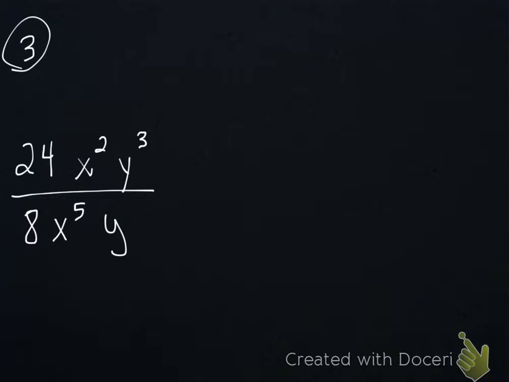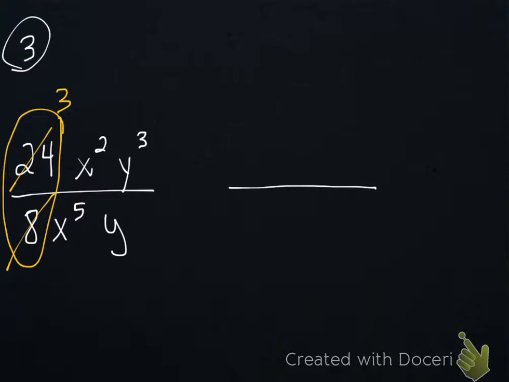Number 3. I have a monomial over a monomial. Monomials are not factored. We just look at each thing and cancel. 24 divided by 8. Well, 24 is divisible by 8 3 times. So I have a 3 in the numerator. Now my x's. I have 2 on top, 5 in the bottom. 5 minus 2 is 3, so I have an x cubed in the denominator.